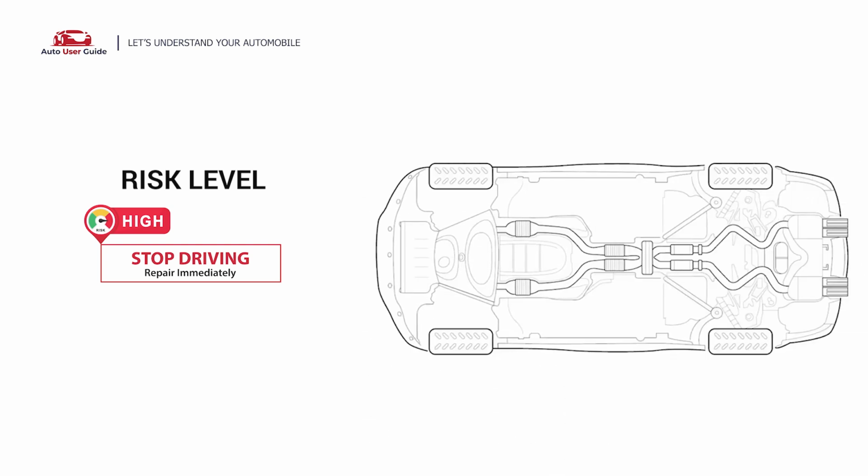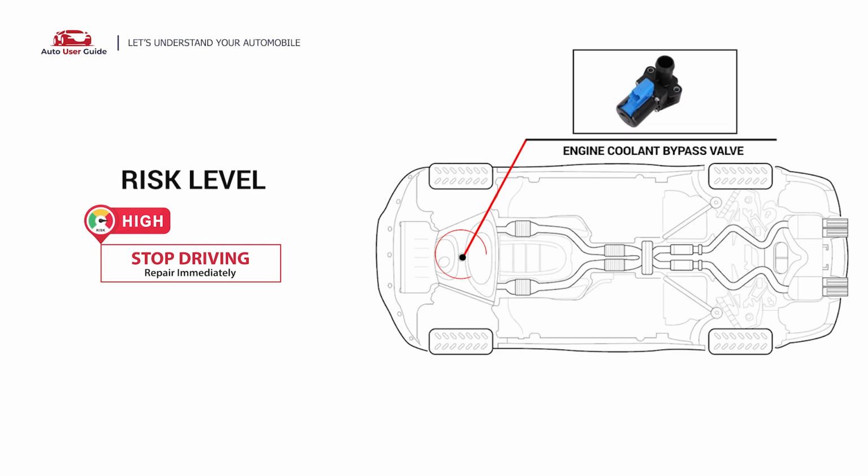The P26AD engine code indicates your vehicle's engine computer has detected a low electrical voltage or a short in the circuit operating the coolant bypass valve, often the valve used to control coolant flow to the transmission or engine. Under this circumstance, stop driving and repair your vehicle immediately.